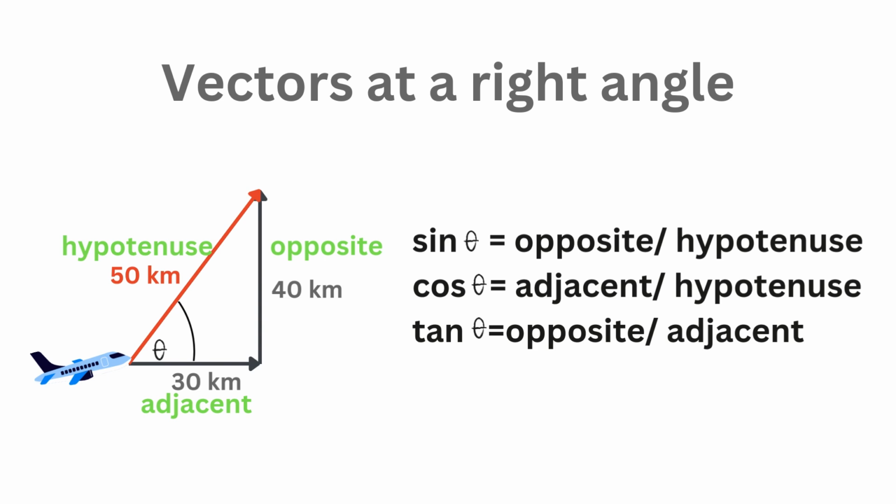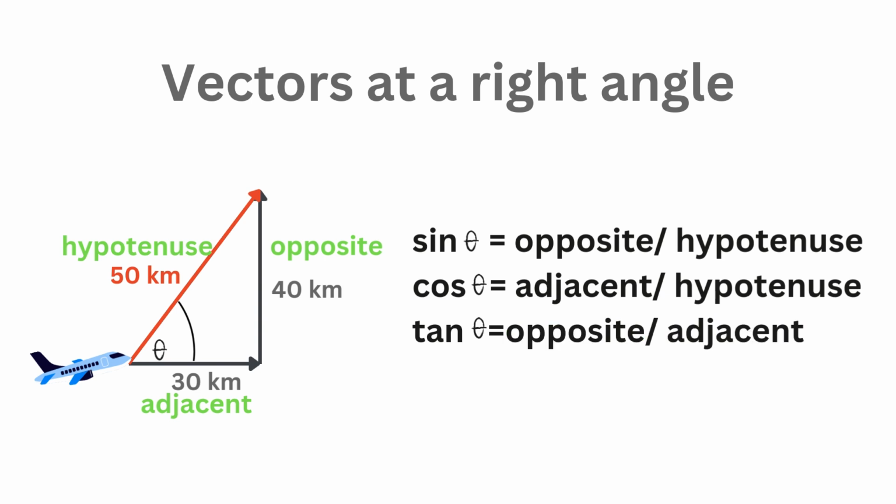But how do we know which one to use? It depends on which sides of the triangle we're working with. Sine is used when you know the opposite side and the hypotenuse. Cosine is used when you know the adjacent side and the hypotenuse. Tangent is used when you know the opposite side and the adjacent side.